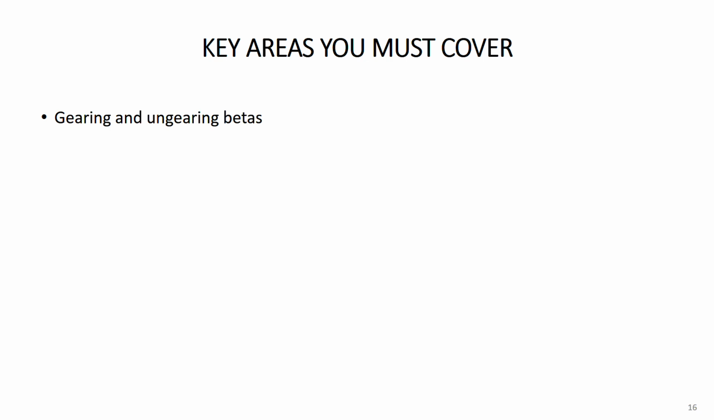I have divided it into steps. These are the steps whenever you have to gear and ungear betas. Step number 1: take a proxy company's equity beta. Just check, the word equity beta should be written there. Proxy company means similar company. They will tell you this company's activity is similar to your company and their equity beta is like this. Something like this will be given to you. Take that beta. That is step 1.